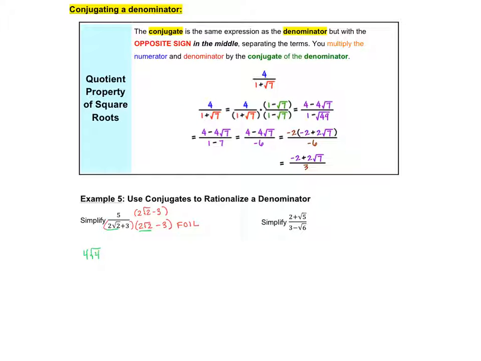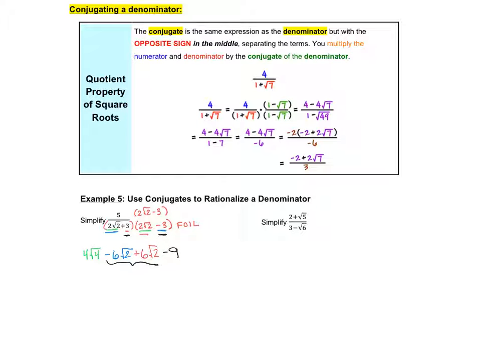Okay, outer. So now I'm multiplying 2 radical 2 times negative 3. Well, the 2 and the negative 3 are whole numbers. So multiply that, you get negative 6 radical 2. Now the inner, 3 times 2 radical 2. Whole numbers, positive 6, and then the radical 2. And then last, that would be 3 times negative 3, which is negative 9.